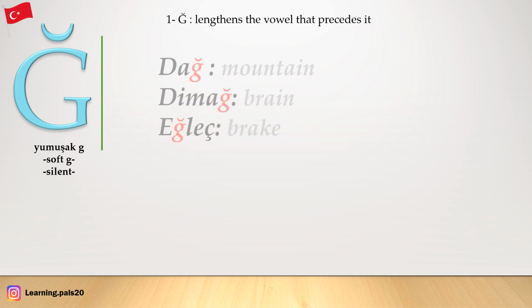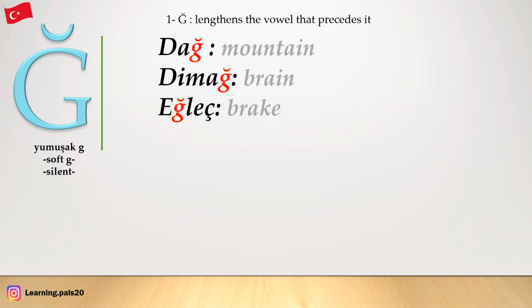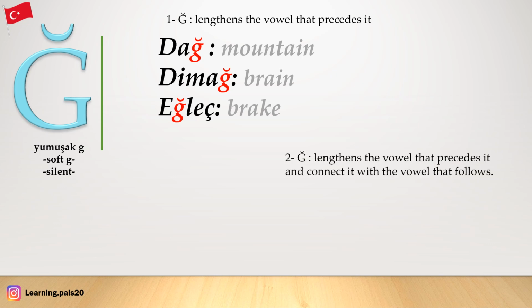For example, dağ, which means mountain. Beyin, brain. Eleğ, it means break. And the second rule is it lengthens the vowel that precedes it and connects it with the vowel that follows.